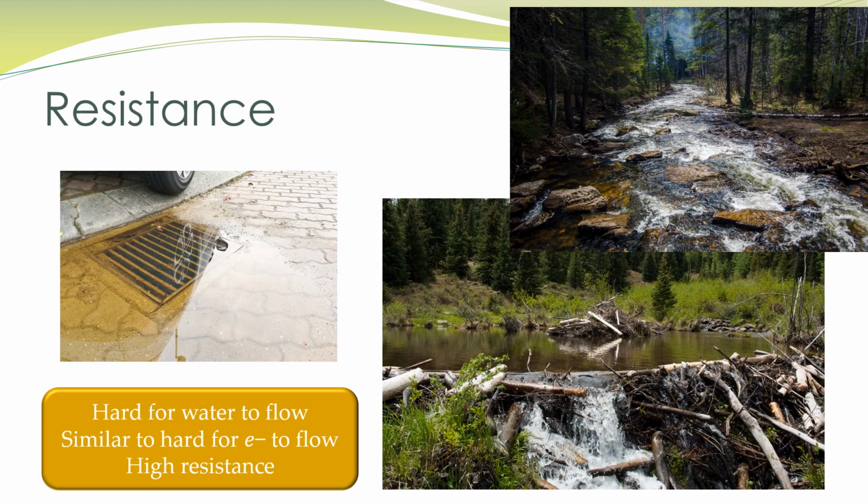Resistance, whatever slows the current down. You can see in all these images that the water's not flowing, the water current is not flowing. That's like a component in the circuit that's going to slow down the electrons and it's going to cause them to travel much, much slower. Even something like this one down the bottom here, this beaver dam, it's going to slow down the water quite a lot. That's like a really, really high resistance.